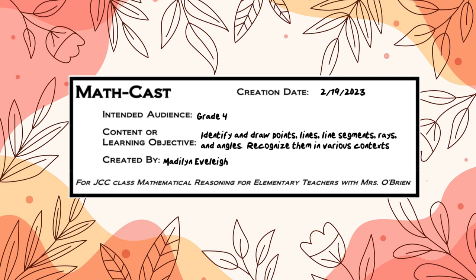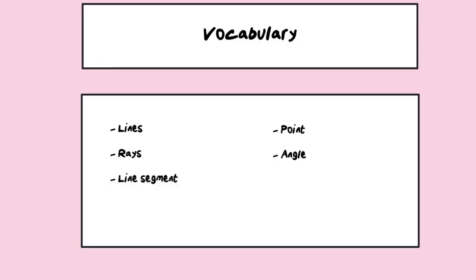Today our learning objective is to identify and draw points, lines, line segments, rays, and angles, and also to recognize them in various contexts. Our lesson is intended for grade 4. Before we get into our lesson today, we're going to go over some vocabulary. So today our vocabulary list consists of lines, rays, line segments, points, and angles.